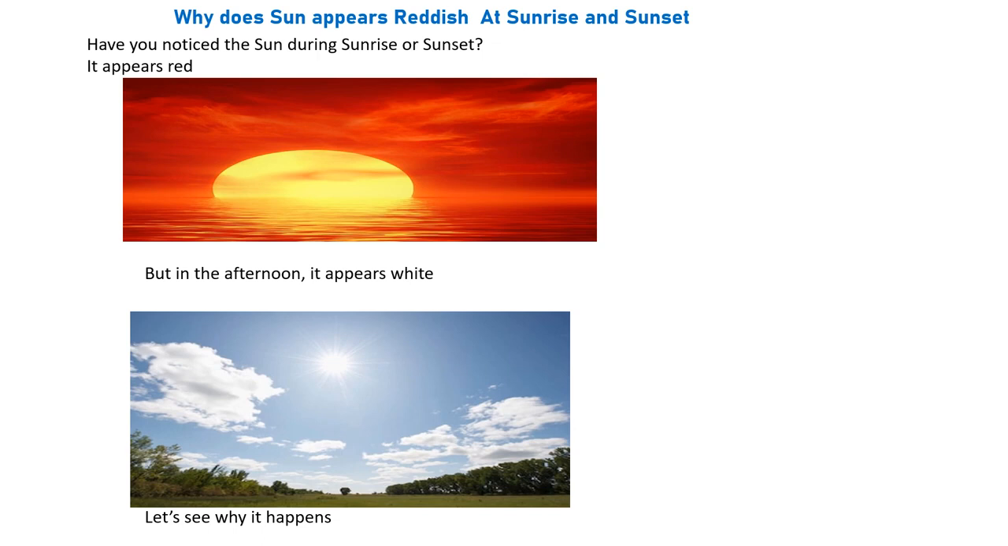Here comes the beautiful sunset, right? Why does the sun appear reddish at sunrise and sunset? Have you noticed the sun during sunrise and sunset, children? It appears red. What about the afternoon? Look at the sun in the afternoon. It appears white, right? Why? Let us see.